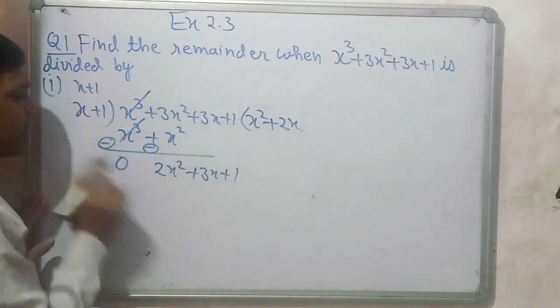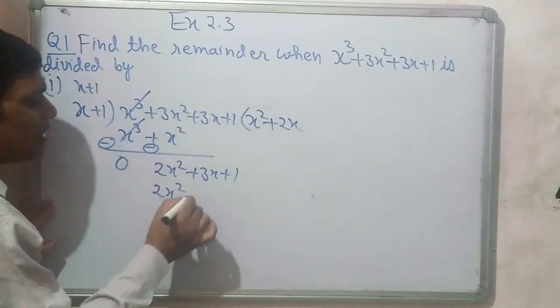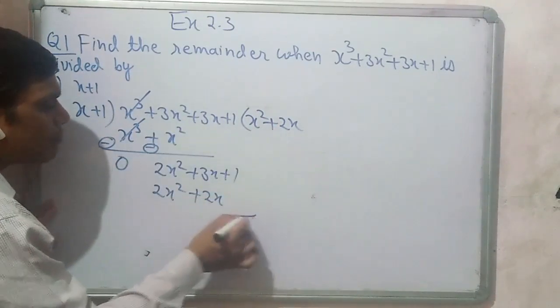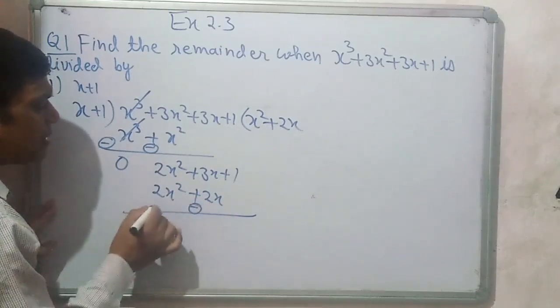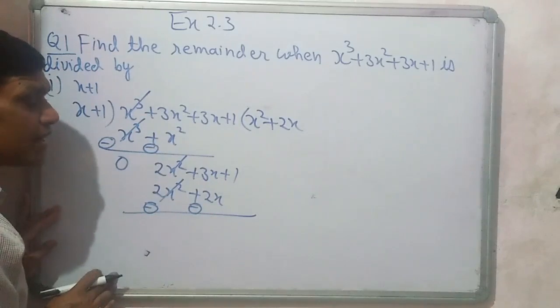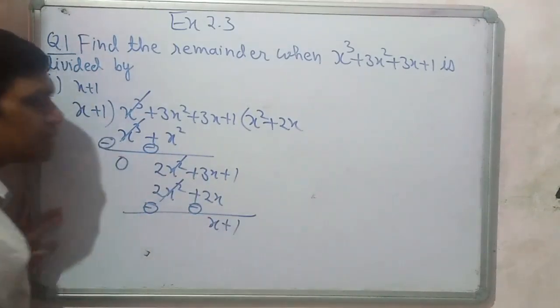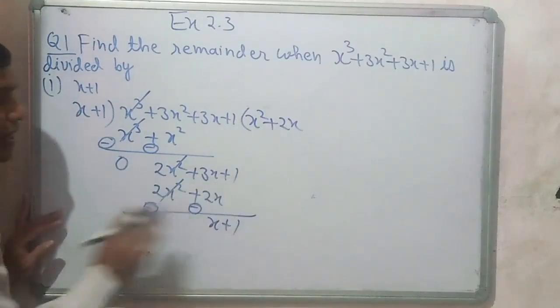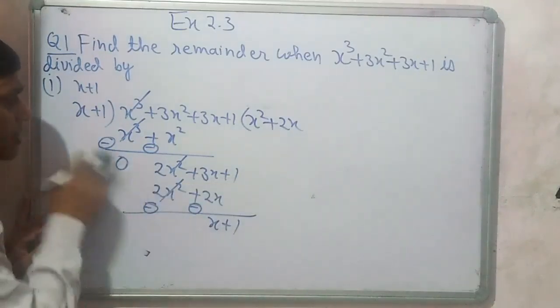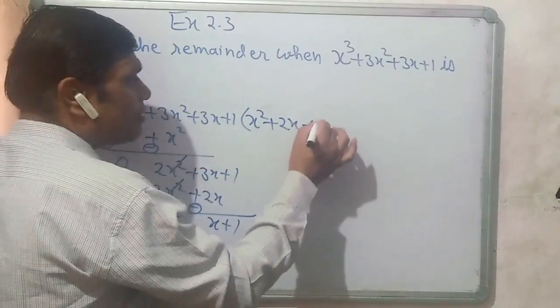Multiply with this 2x, x. 2x into x, 2x square. 2x multiplied 1 is 2x. We have to subtract them, change the signs, cancel the opposite sign terms. 3x minus 2x will give us x plus 1. We carry it forward. Largest degree term divided: x upon x, 1. So we'll get 1 over here.